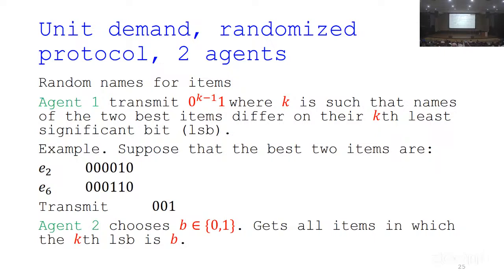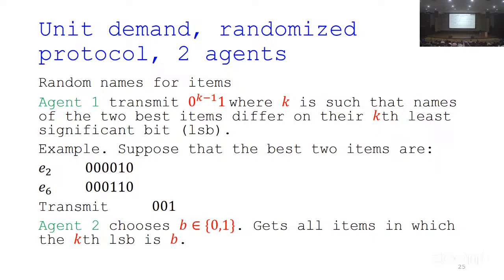So where is the randomization here? The randomization is that the names of the items, we permute them at random. So the items have now random names. That's the only randomization. Apart from this, the protocol is deterministic. Okay. So what does agent 1 do?